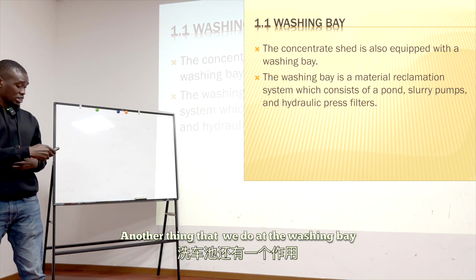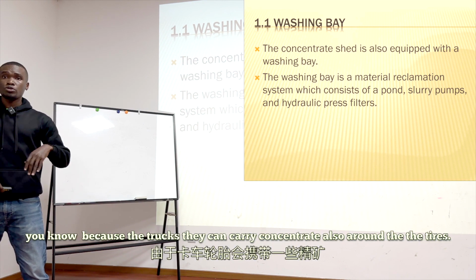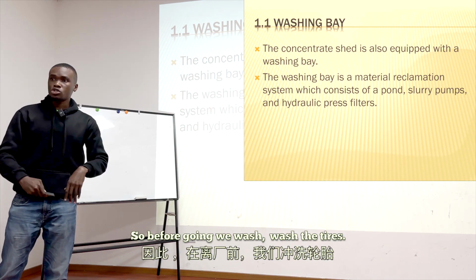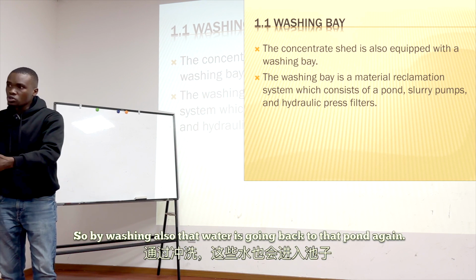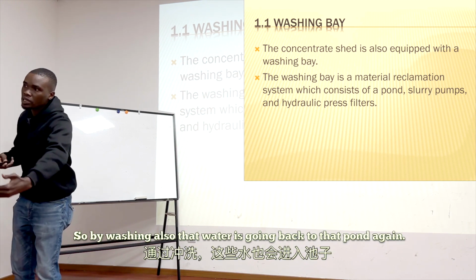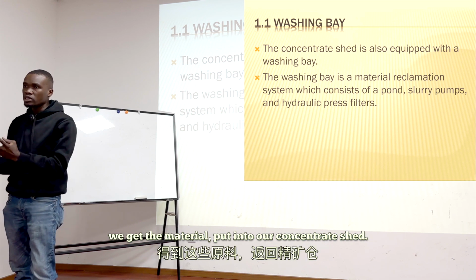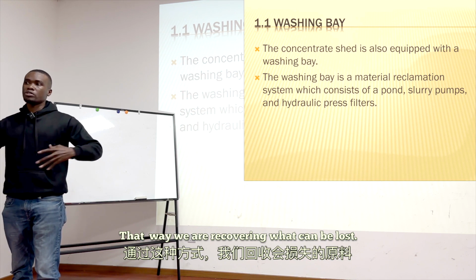Another thing that we do at the washing bay is to ensure that the trucks that bring the concentrate, because the trucks can carry concentrate also around the tires. So before going, we wash the tires. By washing, that water is also going back to that pond again. The pump again takes it to the press filter machine, separates, we get the material, put it into our concentrate shed. That way we are recovering what can be lost.